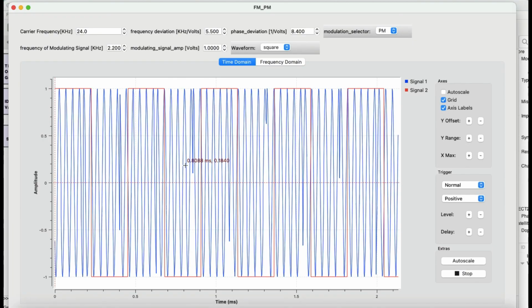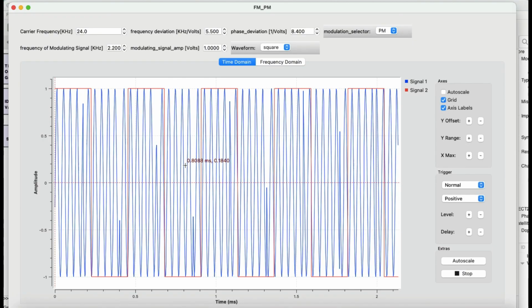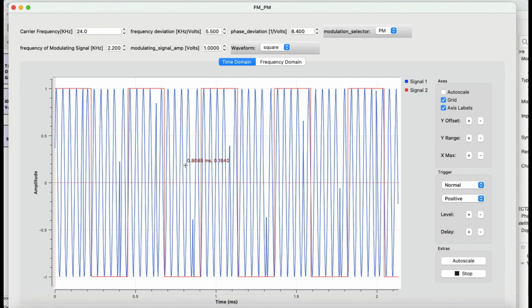So that's the basic idea. This is how you can easily generate FM and PM modulation using your GnuRadio.